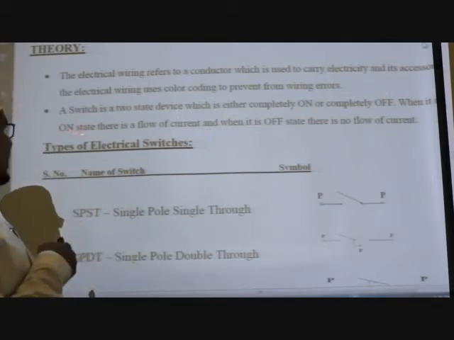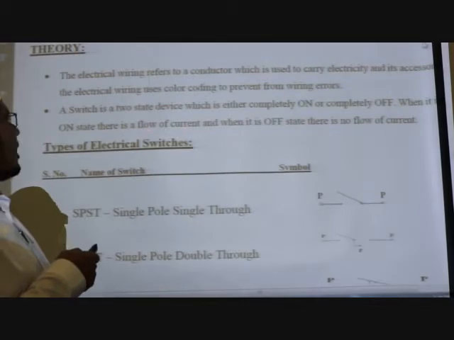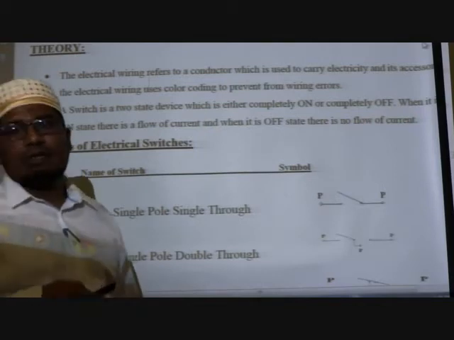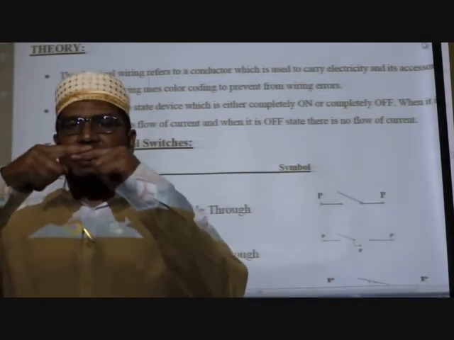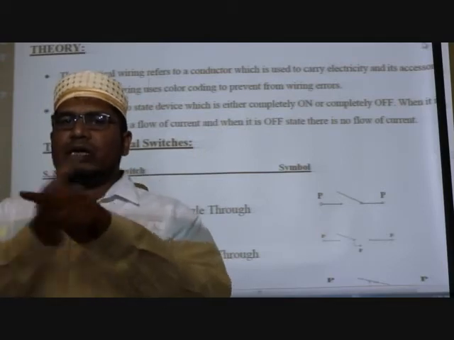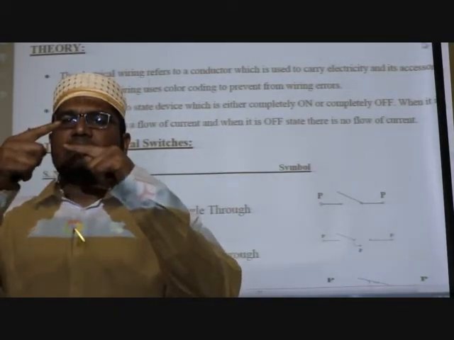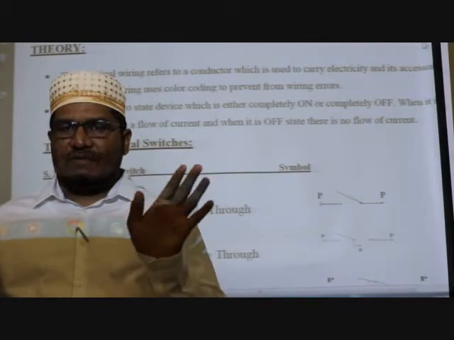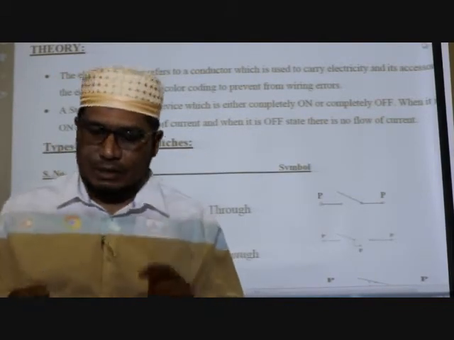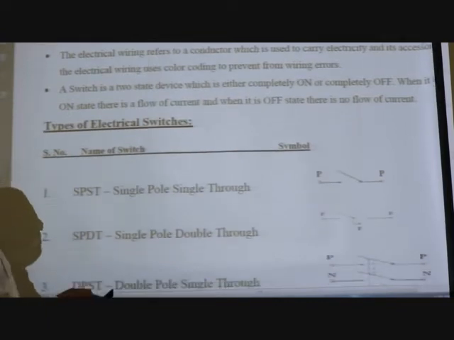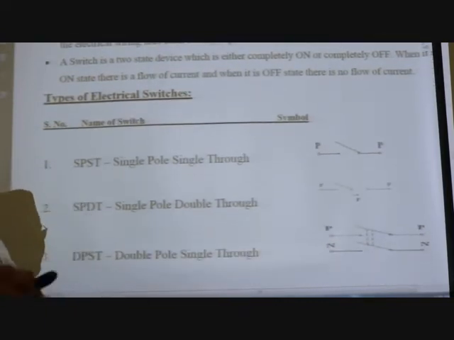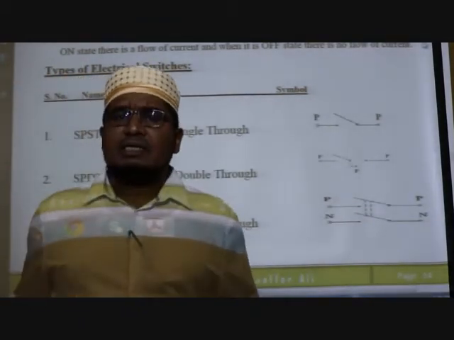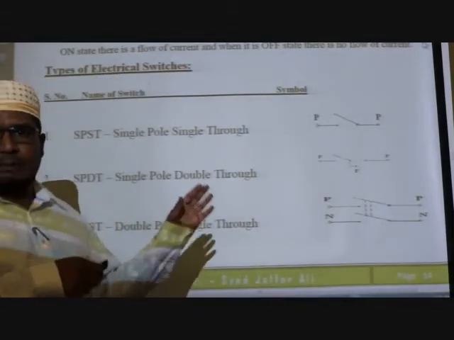Now when it is in the on state, there is a flow of current, and when it is in the off state, there is no flow of current. That's obvious. When there is a connection, that is the on state, the circuit is closed and current will pass. When it is off, there is no current flow because the circuit is open. Voltage difference will be there, but current flow is zero because it is an open circuit. Now, that is the simple switch we discussed. Now we have six different electrical switches which are very important in electrical studies. Many switches are there, but here we will study only the important six.